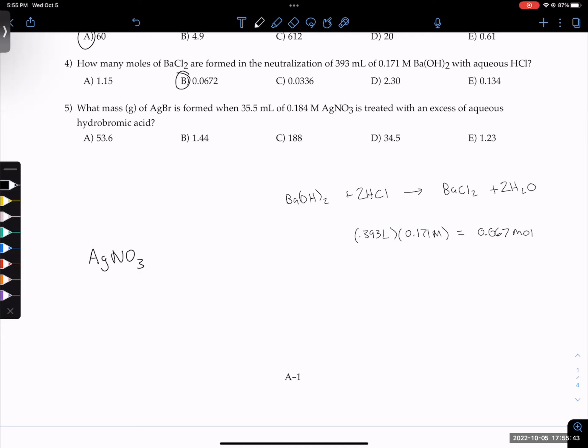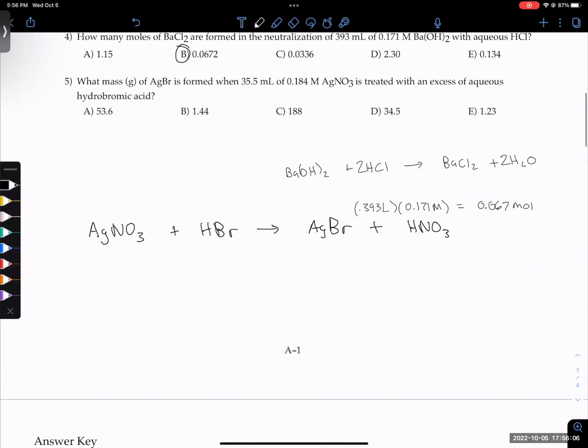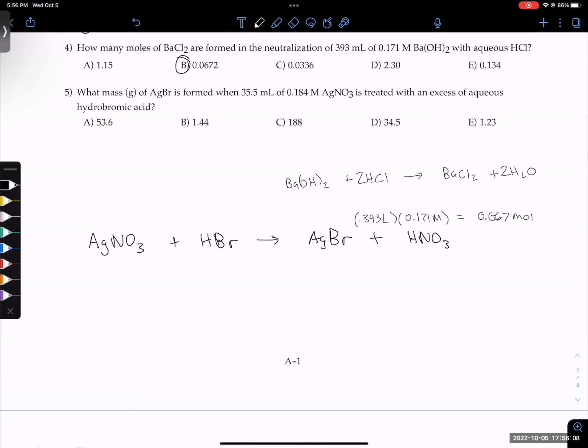So AgNO3 plus HBr is going to give us AgBr and HNO3. And from here, everything is balanced already. So we're gonna find the moles of AgNO3. And we know that since it's a 1-to-1 ratio, that's equal to the moles of AgBr.